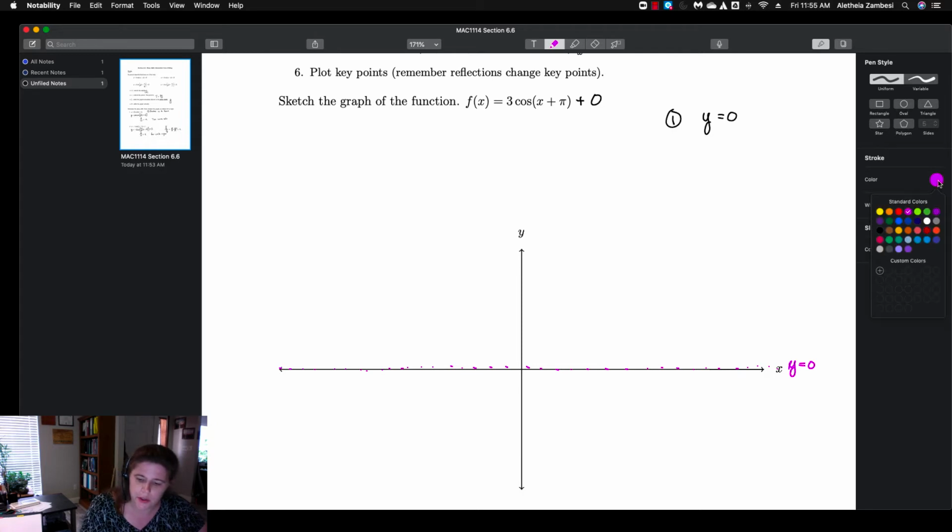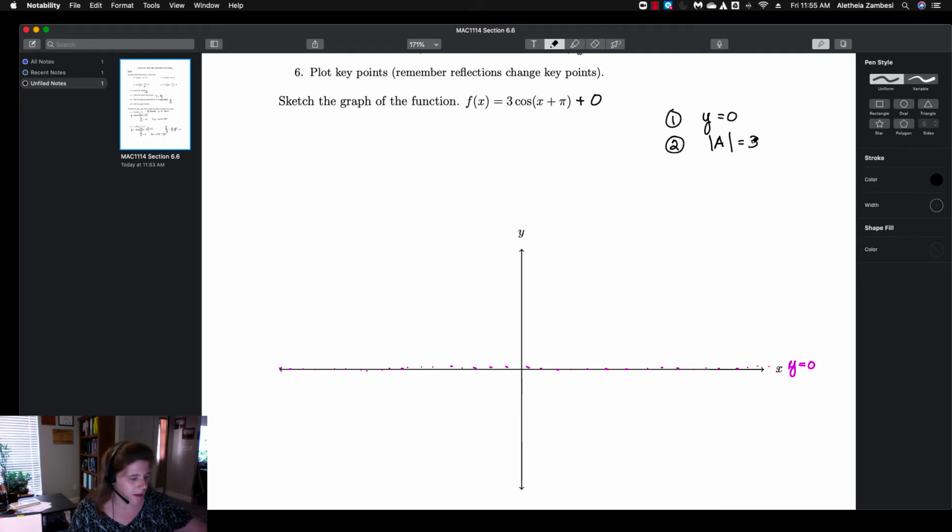So part 2, remember that we're following the set of steps. So part 2 has to do with our amplitude. So our amplitude here is 3. So whatever your midline is, then we are going to go up and down our amplitude, because that's the height that your graph will achieve. So this one's going to go to 3 and -3.